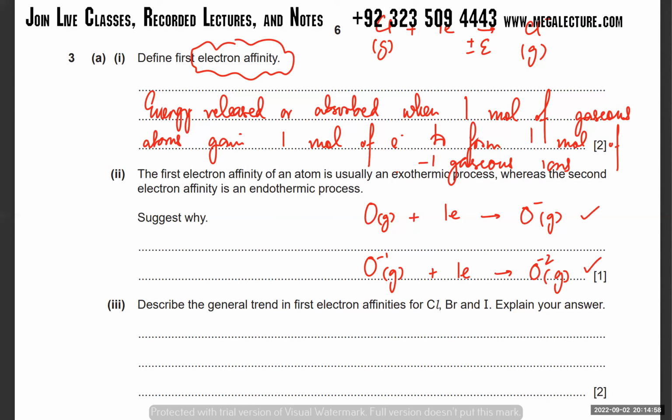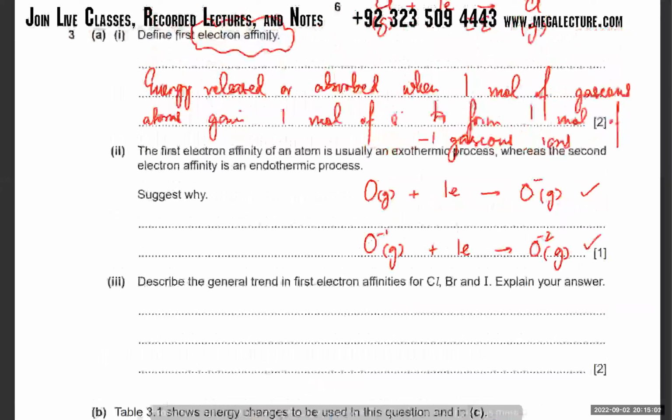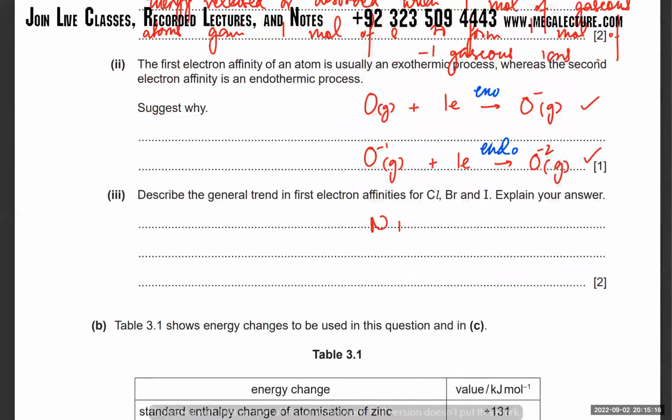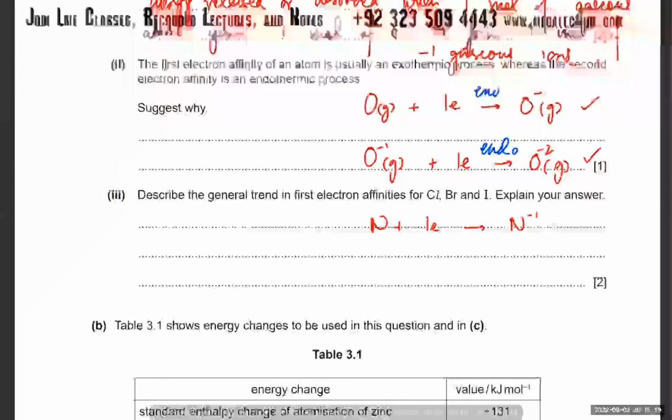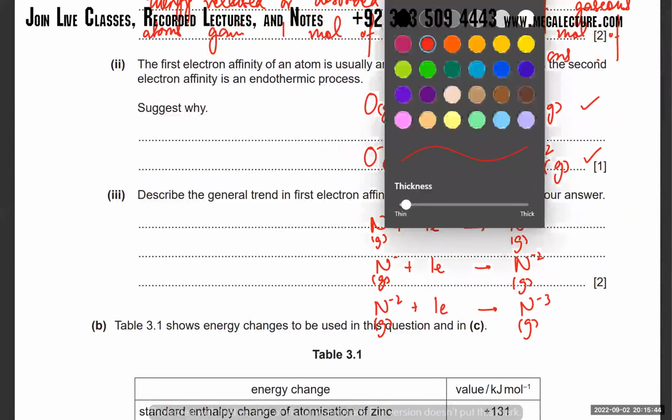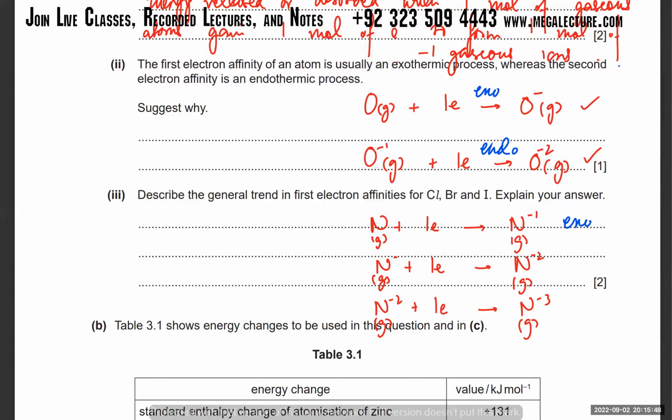Yes, sir. Similarly, if you have nitrogen, it's going to have 3 electron affinities because it forms the -3 ion. What he's stating is that the first one is exo and the rest are all endo, and that is pretty much applicable to all atoms and their electron affinities. Nitrogen gains 1 electron, becomes N-1. Then this N-1 gains 1 electron, becomes N-2. Since it's in group 5, it's going to gain 3 electrons. N-2 gains another electron and it becomes N-3, right? All of them are gaseous. Now, the first one is exo. The rest are all endo.